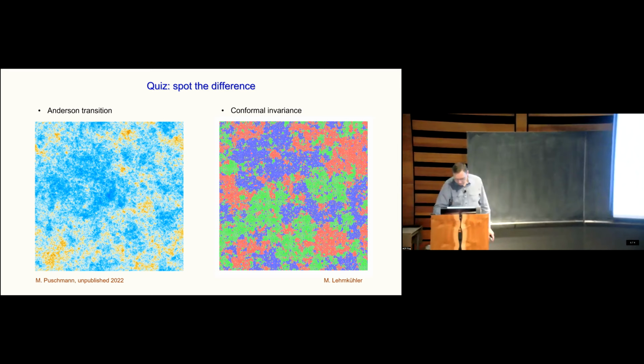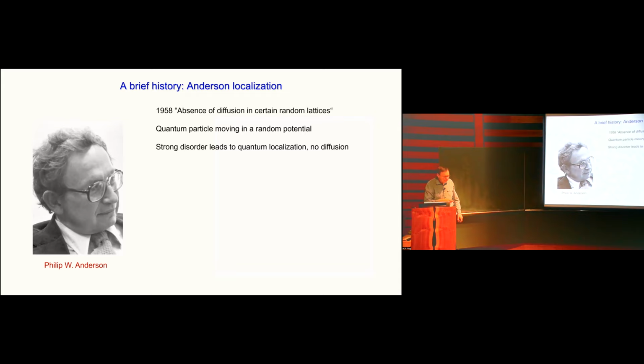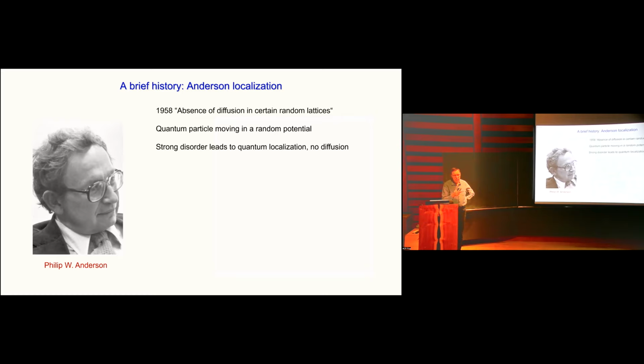Okay, so here's the beginning of my story, this broad historical overview. The field of localization is more than 60 years old, and it started more or less with the paper by Phil Anderson, which was titled Absence of Diffusion in Certain Random Lattices. In this paper, Anderson argued that if you have just one quantum mechanical particle, like an electron, moving in a solid, if it's moving in the presence of random potential, it may actually localize. So the quantum mechanical eigenstates, wave functions of this electron, may be sitting at one point, and the electron in this state cannot move. So that's the absence of diffusion.